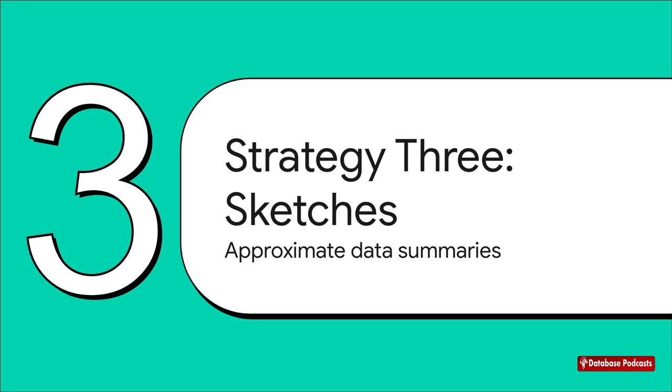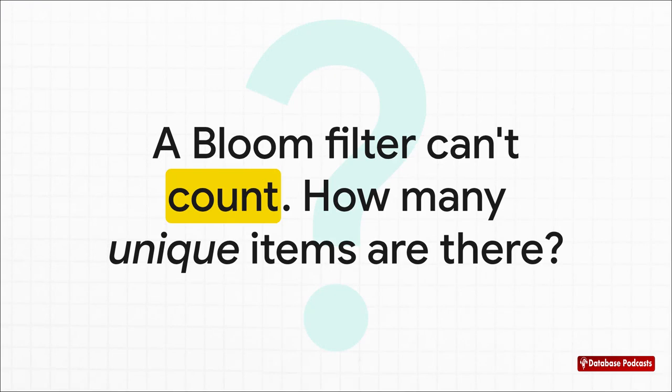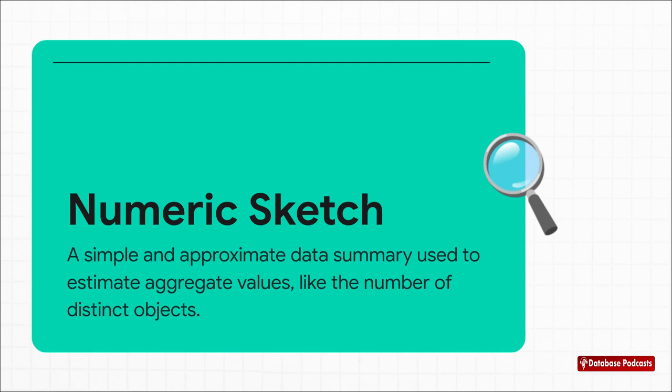All right, our third and final strategy is all about using what are called clever sketches. This is another way to get the big picture by creating a tiny summary of a huge stream of data. A Bloom filter is great at telling you if you've seen something, but it can't answer a different, really important question. How many unique items have I seen in total? Seeing apple, then orange, then apple again. A Bloom filter can tell you it's seen both, but it can't tell you that there were only two distinct fruits.